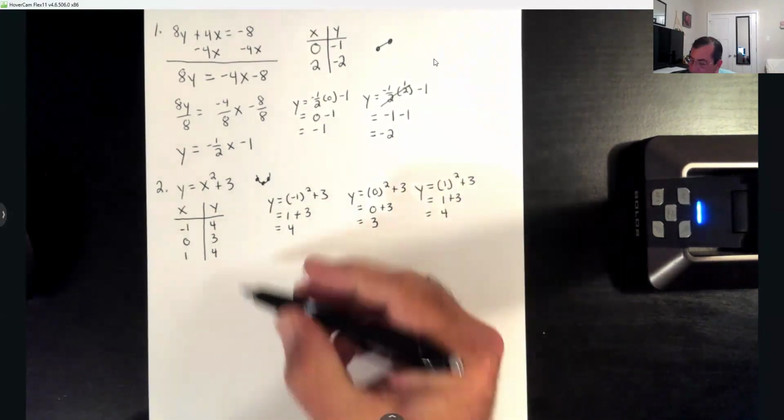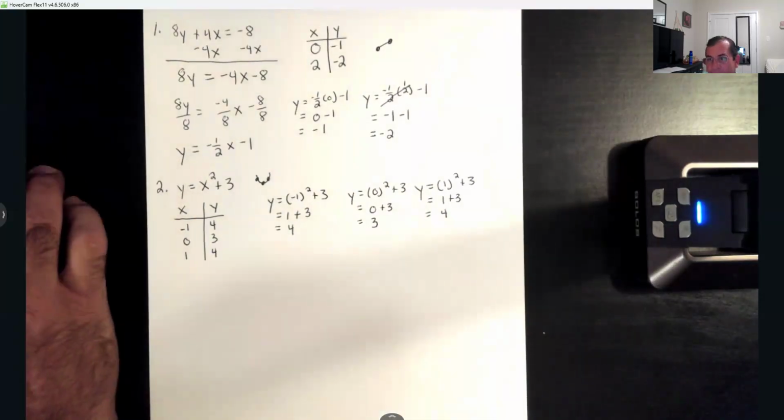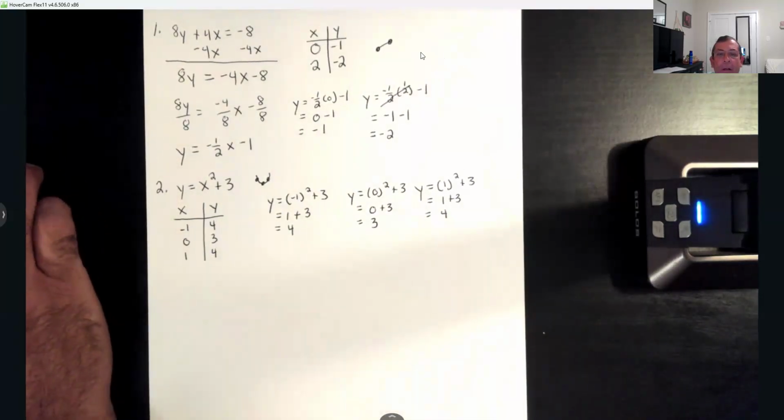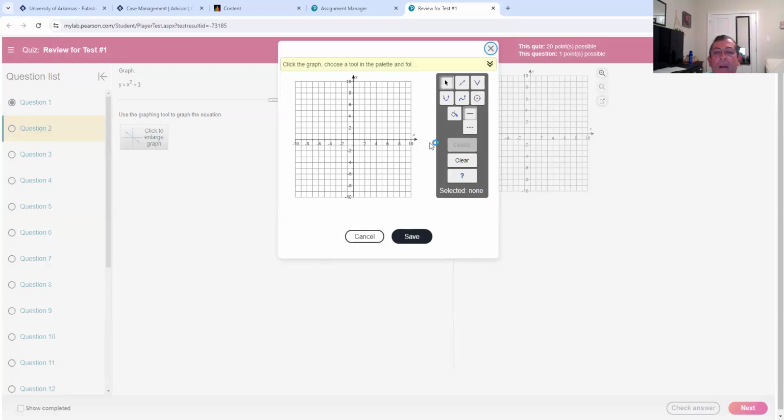All right, so I've got my 3 points. I'm now going to go to Math Lab and graph this, okay? So you're going to go to Math Lab. I use this where it says click to enlarge graph. I'm going to click on that. I'm going to go to the second line and get the 3-point quadratic tool. When you've got the x squared graphs, they're always going to use this tool. And then we just plot our 3 points.